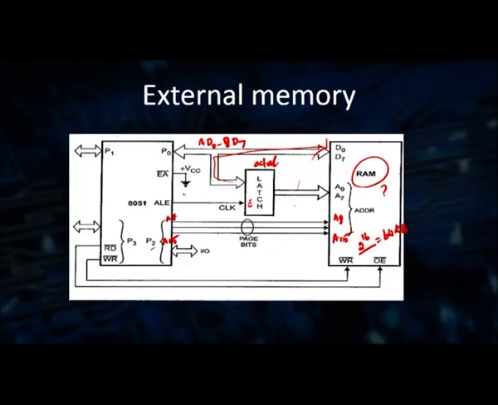One more signal is EA bar. EA bar should be low. If it is connected to ground, then only we can access the external memory. If it is high, we are using only the internal memory.